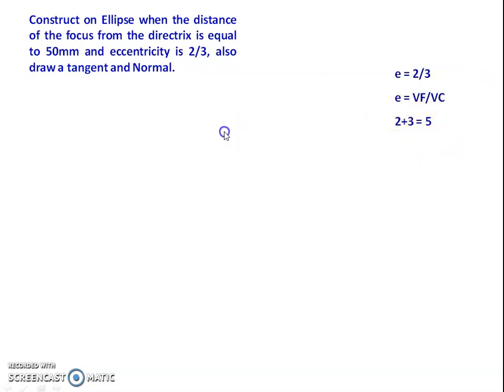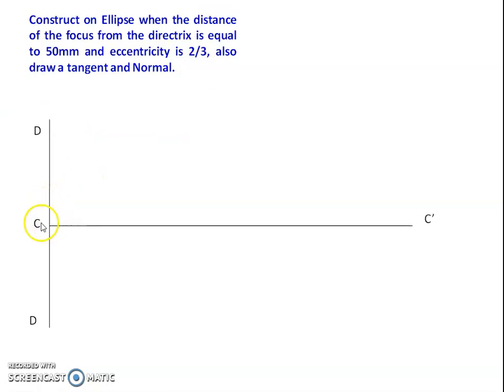First, we draw a vertical line, which is mentioned as DD. This line is called the directrix. Then draw a perpendicular line from the directrix, called the axis, CC, with names C and C dash. Now mark the focus point F at a distance of 50 mm from the directrix along the axis.